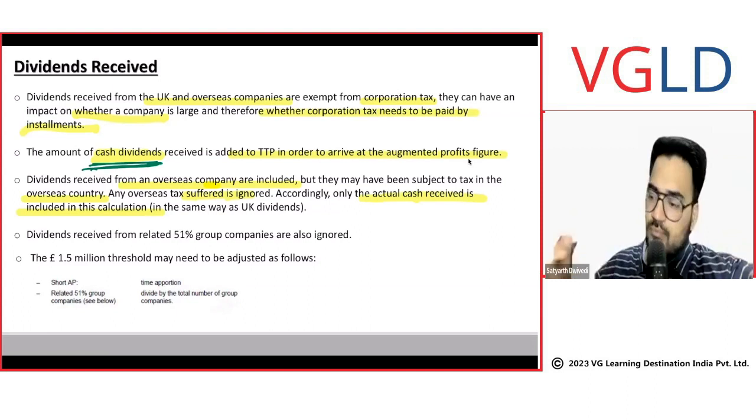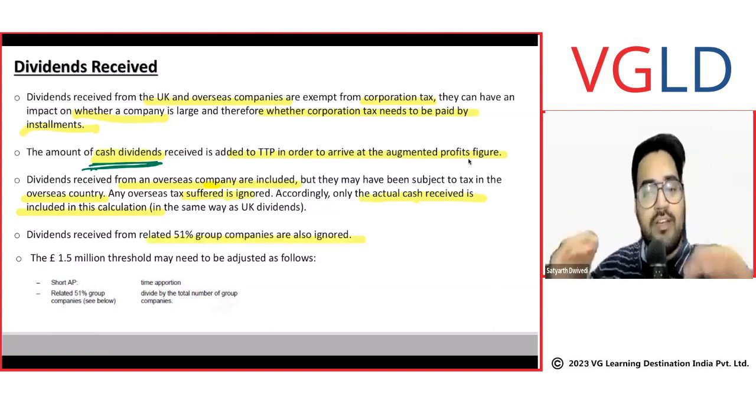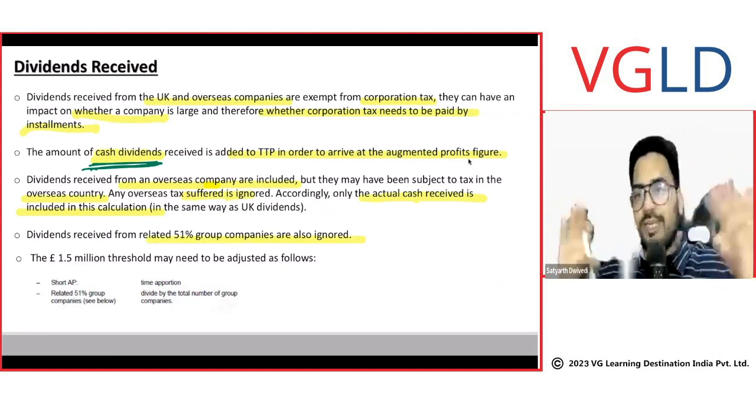Okay. Then dividends received from related group companies are ignored. So any related 51% group, that is ignored. Okay.